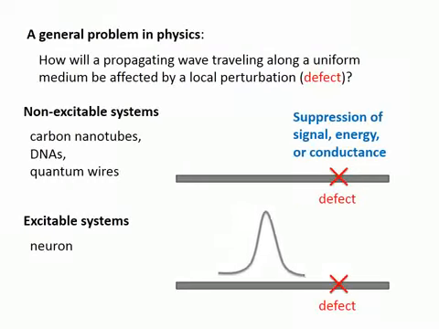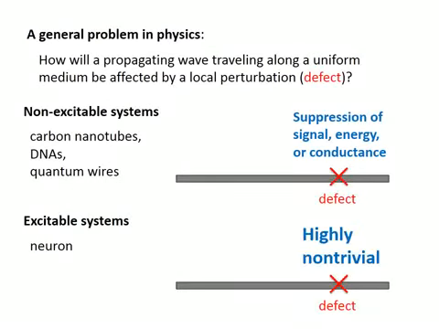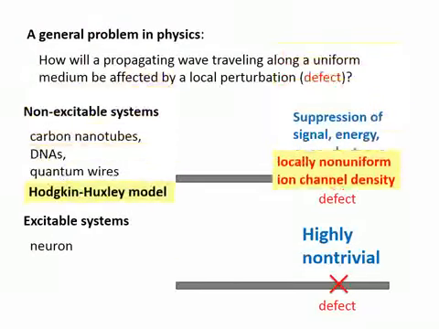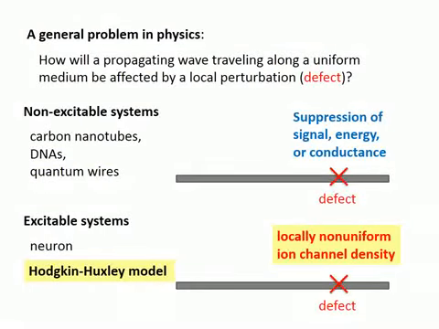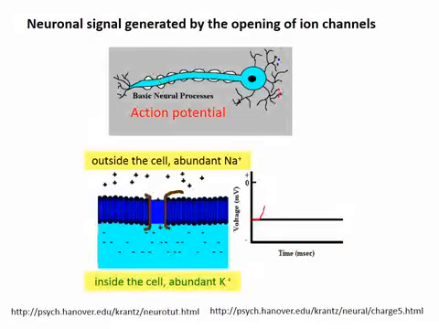But if the system is excitable, such as a neuron, its defect effect is usually highly non-trivial. Here we study the Hodgkin-Huxley model for neural dynamics and consider locally non-uniform ion channel densities as defects.